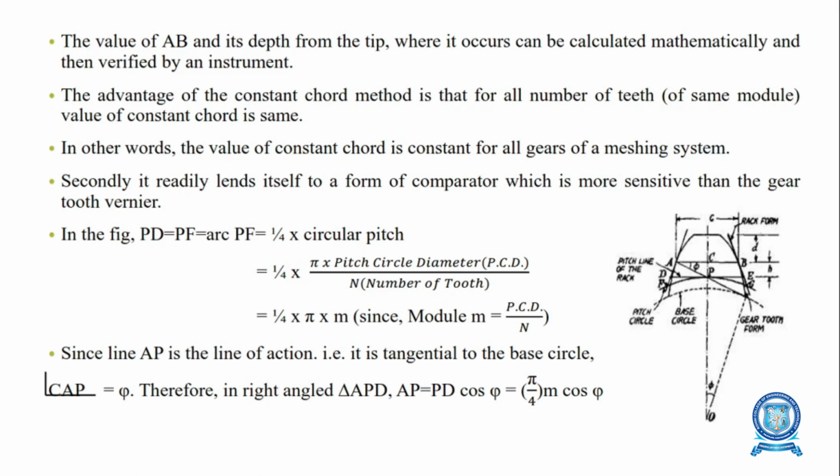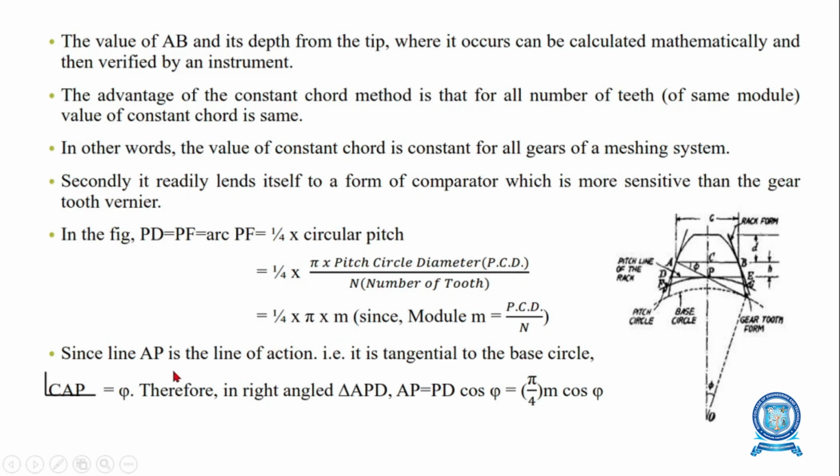From the figure, we take PD equal to PF, which is equal to arc PF, which is equal to 1 by 4 into circular pitch. We know circular pitch is equal to pitch circle diameter PCD into pi divided by number of teeth. So 1 by 4 into pi into PCD divided by m, which is 1 by 4 into pi into m, since module is PCD divided by number of teeth.